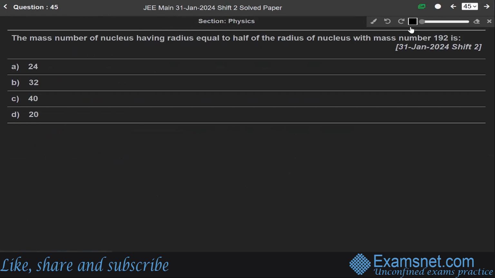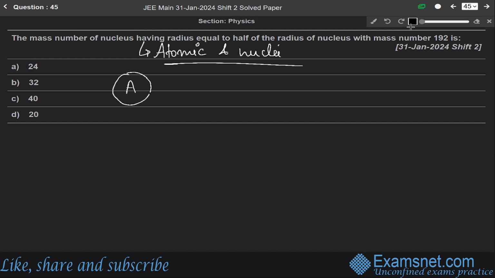Okay. Now next question 45. The mass number of nucleus having radius equal to half of the radius of nucleus with mass number 192 is. So this question is from the chapter of atomic and nuclei. This question says that we have two nucleuses. This is nucleus A. This is nucleus B.